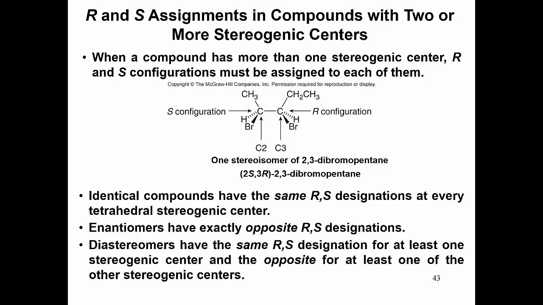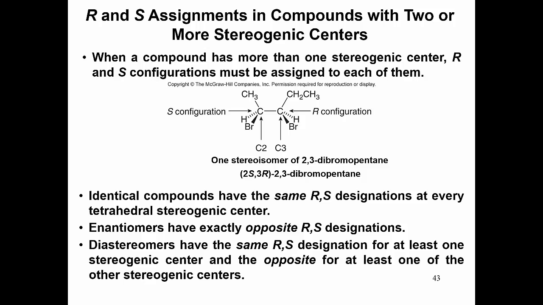How about assigning R and S? Well, we have not changed the rules. We still want to put the lowest priority in the back, and then we want to look at the molecule with the lowest priority atom, which is going to be hydrogen as usual on carbons 2 and 3, and then we see if groups 1, 2, and 3, that is priorities 1, 2, and 3, are in a clockwise or counterclockwise orientation. And what you'll find, and you should do this, and again, it's very easy with models, is that C2 is S and C3 is R.